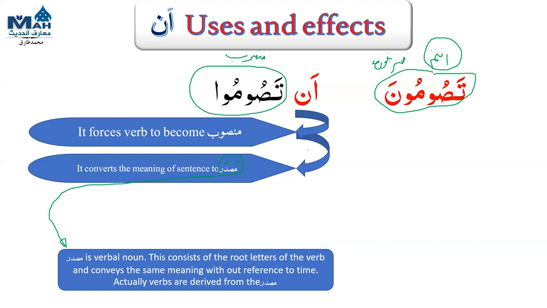What does a verb mean? A verb explains the action and the time. "I went" is past, "I am going" is present. But "to go" has no time. So a masdar does not explain the time. It explains the work, the action done, but it will not tell you the timing. So what happens when an is attached to the fil mudare?